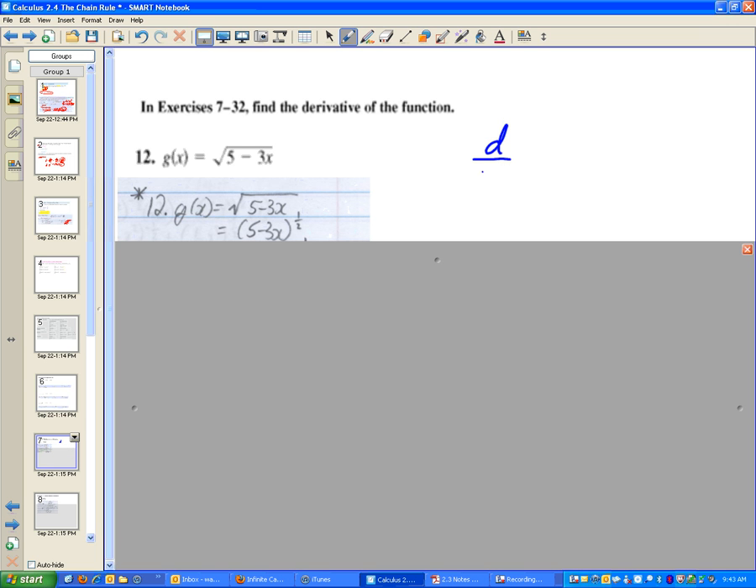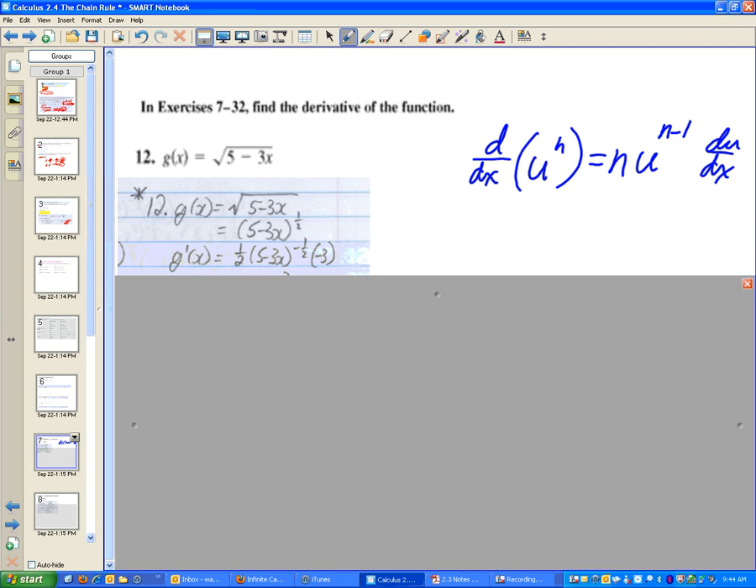the derivative with respect to x of u to the n equals n times u to the n minus 1 times the derivative of u. That's the version of the chain rule I'm going to use this time because it seems to be, well, this problem seems tailor-made for it, to be honest with you. Okay? So, g prime of x equals, then we apply the general power rule, which is the chain rule.